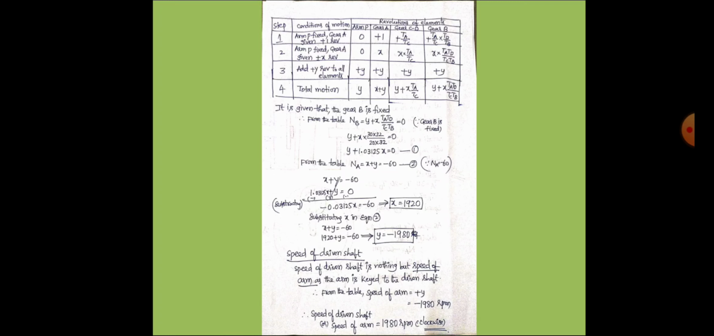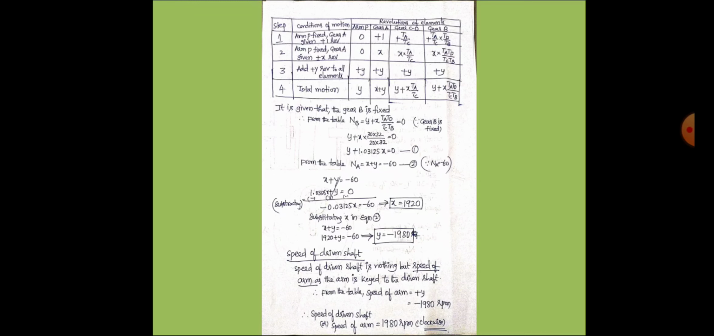But from the table, what is the speed of gear B? From the last row, Y plus X into TA TD by TC TB. That is equal to 0, because in the statement it is told that gear B is fixed. So Y plus X, where Y and X values are unknown, into TA TD by TC TB, the numbers of teeth on all four wheels are known, substitute. That is equal to 0. Then if I simplify, Y plus 1.03125 into X is equal to 0. Call that equation number 1.